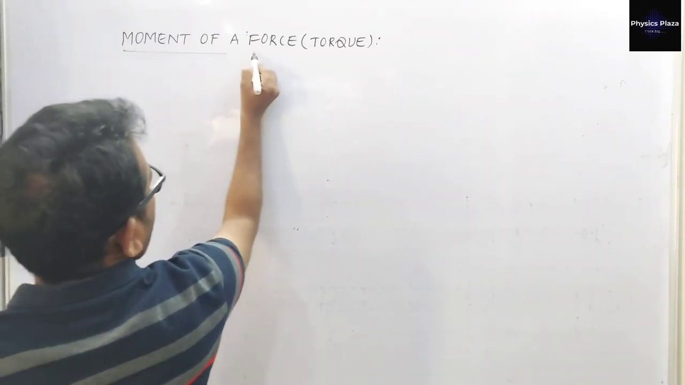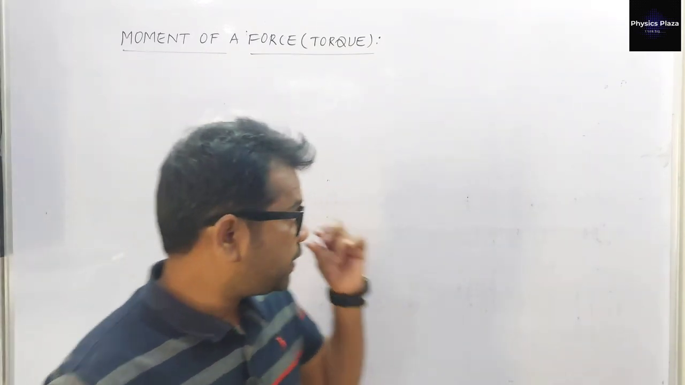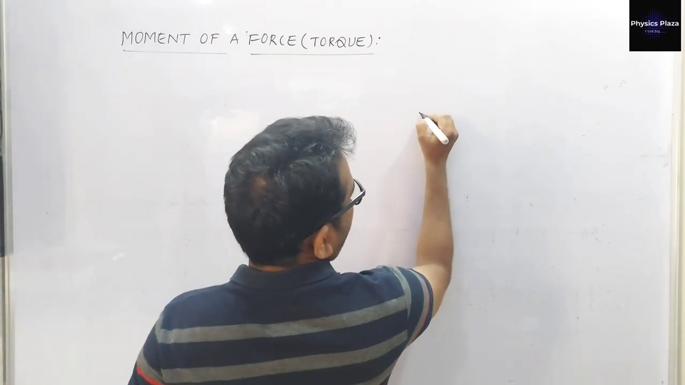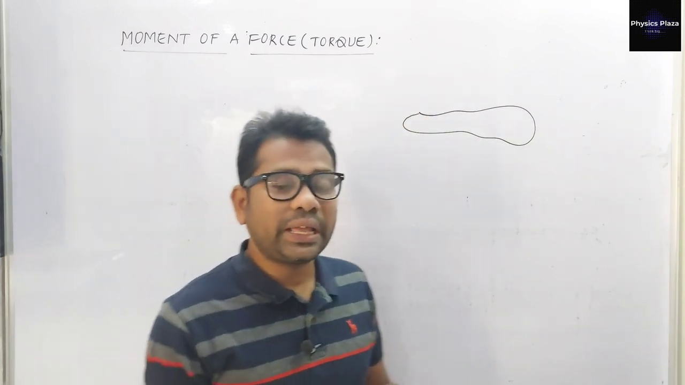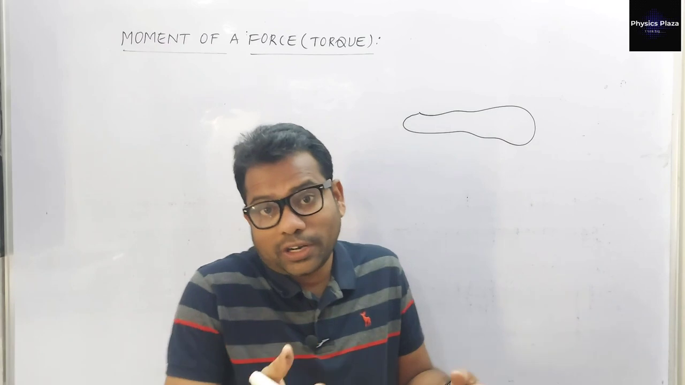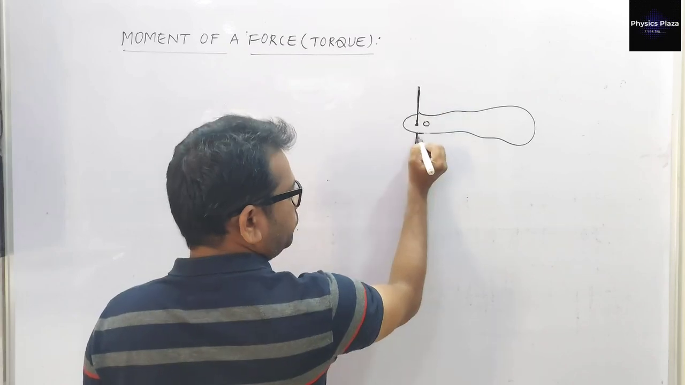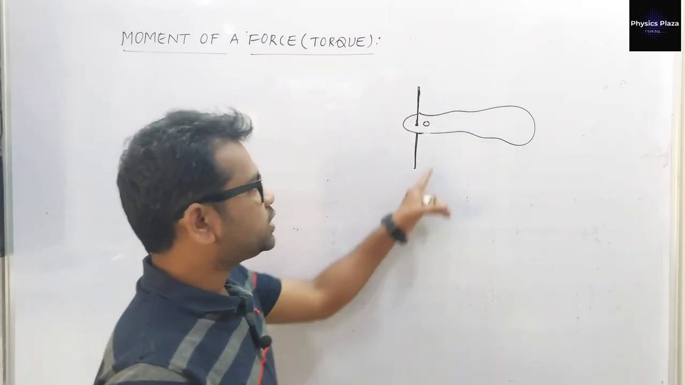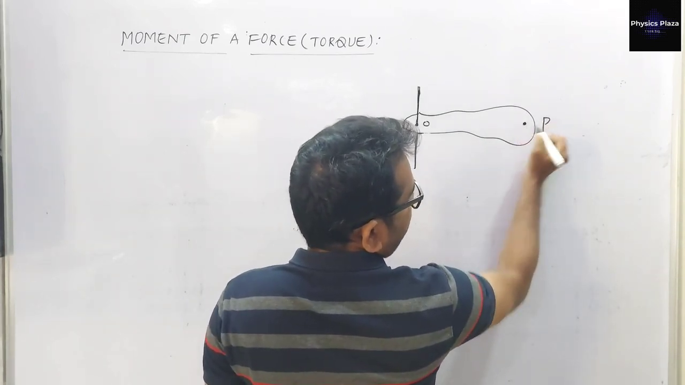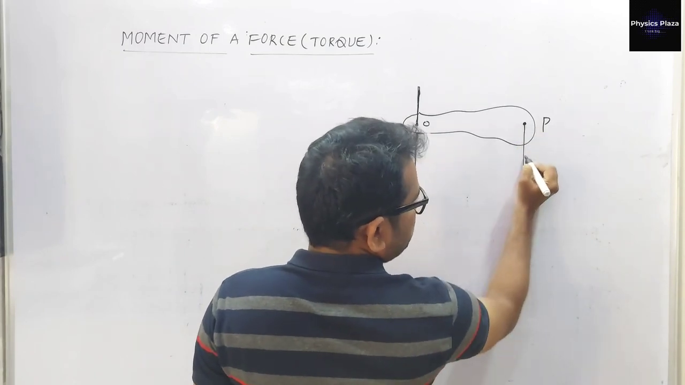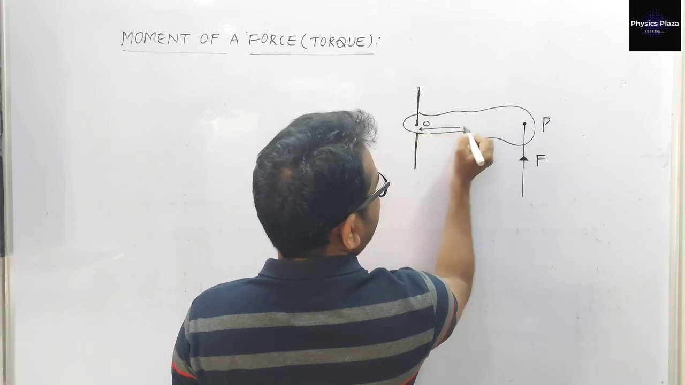So now we discuss moment of a force, that is, torque. Children, from the examination point of view, it's very, very important. Children, first suppose, let us consider one rigid body. Rigid body doesn't mean that it should have a perfect shape only. You can take anything, a regular rigid body or a non-regular, that is irregular, rigid body. Okay? Fine. And let us say it is pivoted at point O. Now let us consider any point P where force F is acting, children.